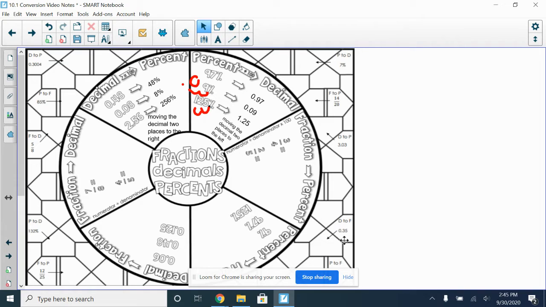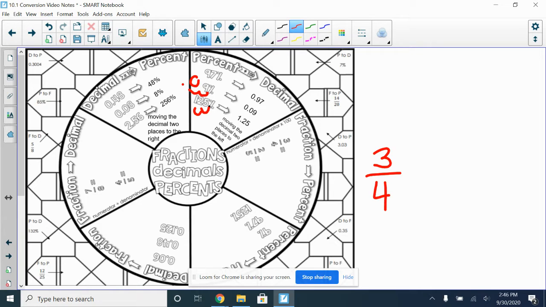And then if we want to change our fraction to our percent, there are 2 steps. You first have to divide the numerator by the denominator to turn it into a decimal. And like we did with decimal to percent, then you would move the decimal over 2 places. So first I need to divide 3 by 4. So I have 3 over 4.